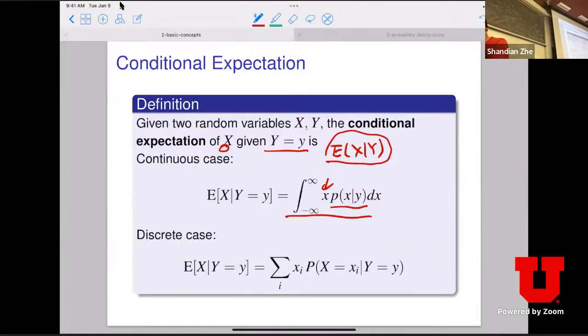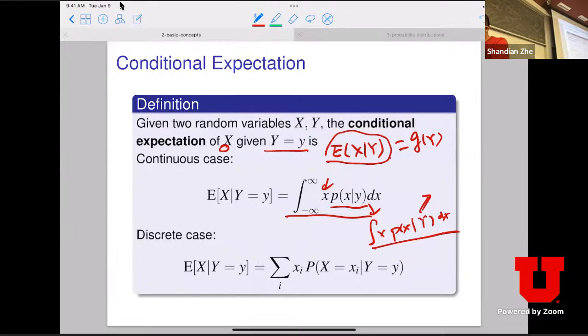So if you calculate this, this integral has integrated out x, right? So this result doesn't contain any x, but it depends on how you take the value of y, right? And y is random. So if you see some formula like the expectation of x conditioned on y, by default you can view it as a function of the random variable y. So it must be random.